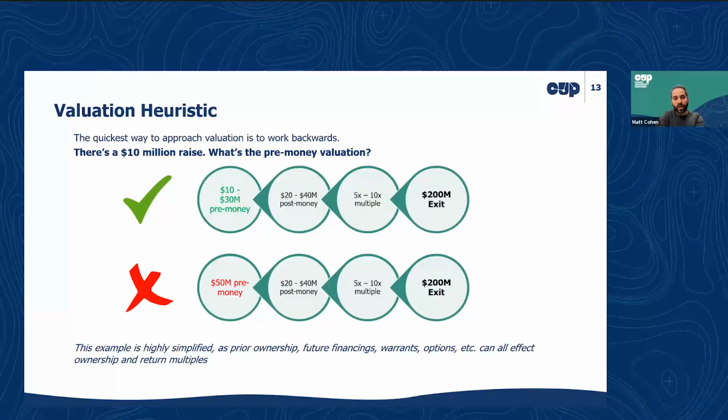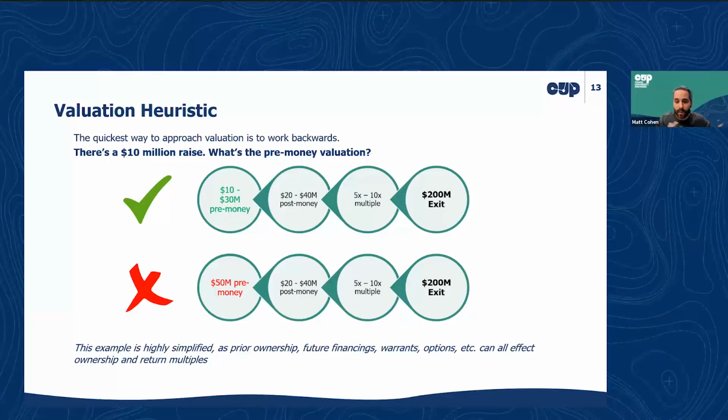So let's talk about a valuation heuristic. How do we come up with what a good valuation is? The way I most like to talk about this is to work backwards. The most important thing one can do is determine what the business is worth in success. When I say work backwards, you work backwards from the exit value to what the value would be today.